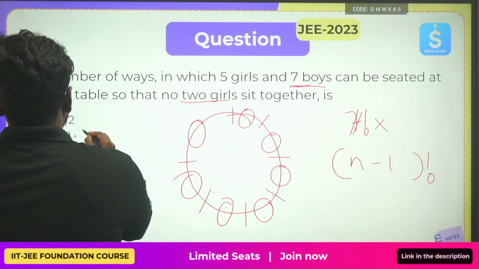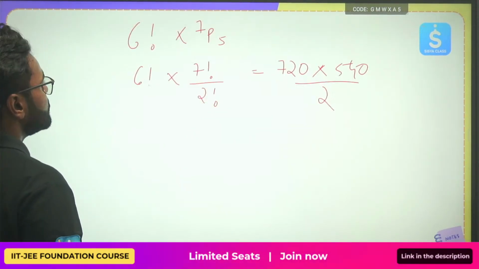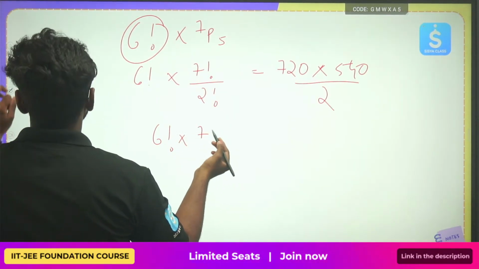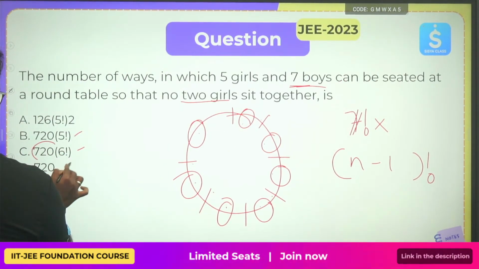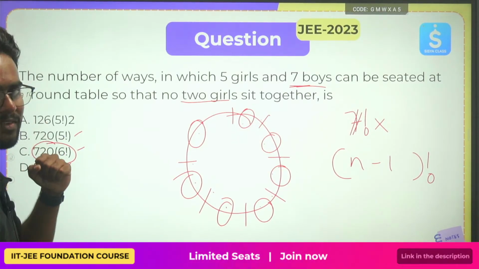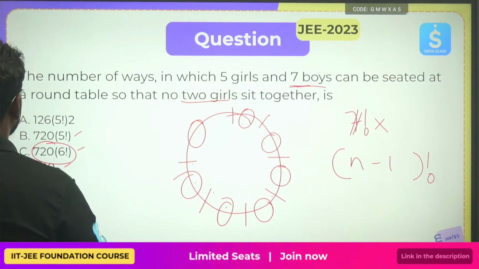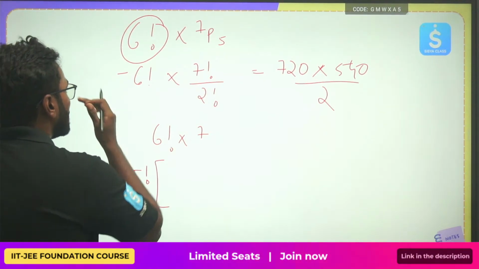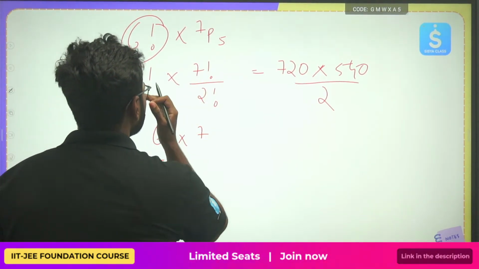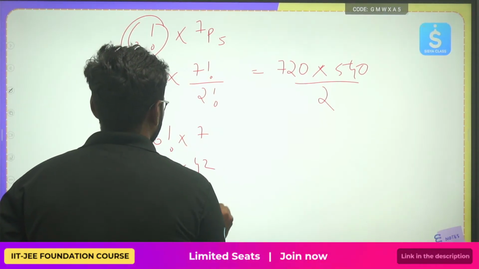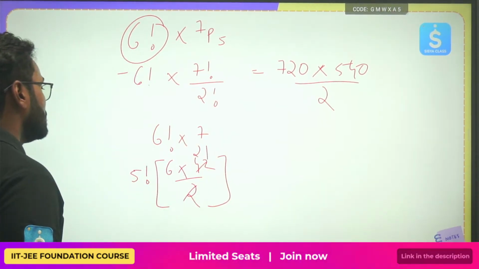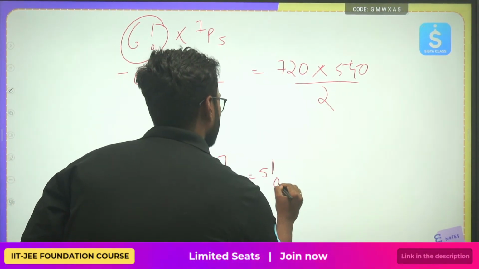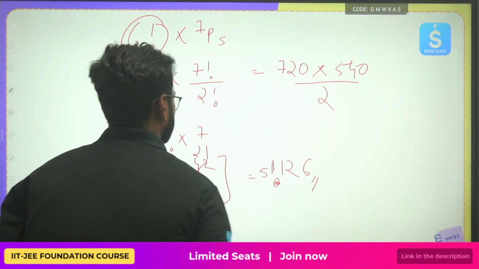The options are in factorial base, right? We have 6 factorial. This thing can't be done because the value of 7 factorial is more than 720. Let us try removing 5 factorial. 5 factorial into 6 into 7 into 6, 42 upon 2, right? This should be 21. So this would be 5 factorial into 6 ones are 6 and 126. This is the answer.